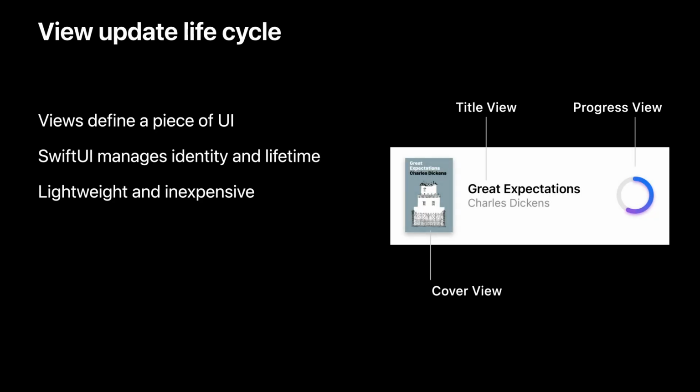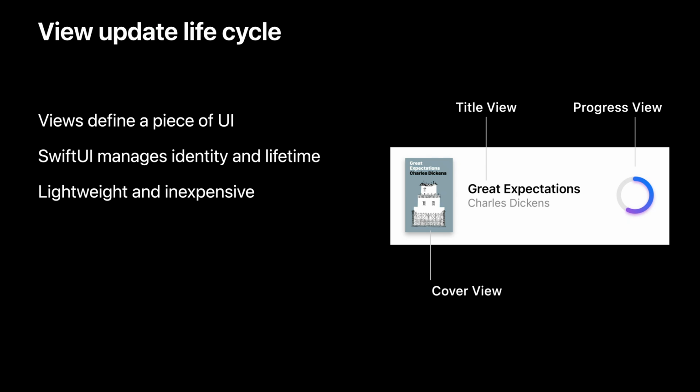A view is simply a definition of a piece of UI. SwiftUI uses this definition to create the appropriate rendering. SwiftUI manages the identity and the lifetime of your views. And because a view defines a piece of UI, they should be lightweight and inexpensive. In the Book Club app, like in every app, everything on screen is a view. Note that the lifetime of a view is separate from the lifetime of the struct that defines it. The struct you create that conforms to the view protocol actually has a very short lifetime. SwiftUI uses it to create a rendering, and then it's gone.